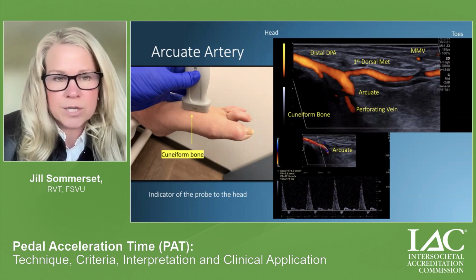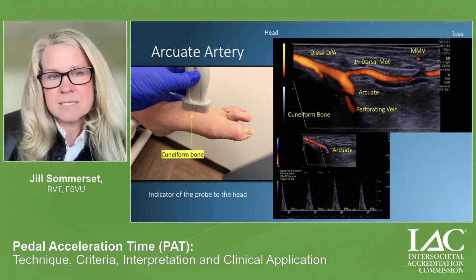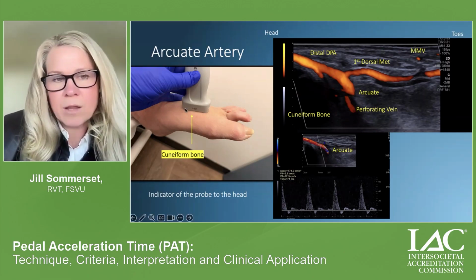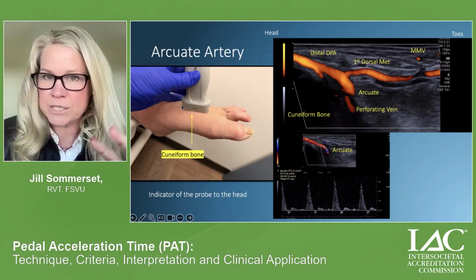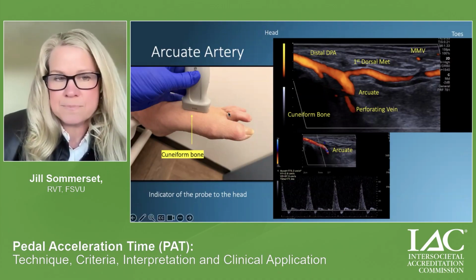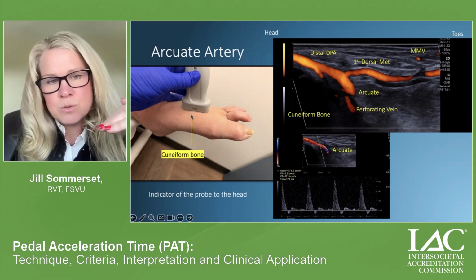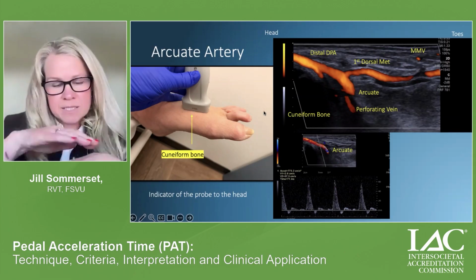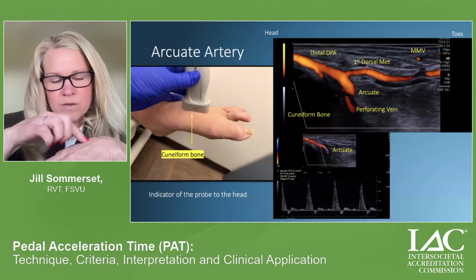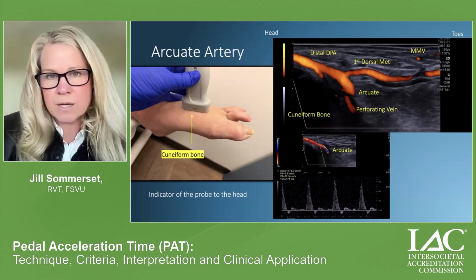So let's talk about the arcuate artery. The dorsalis pedis artery, we all know where that vessel is. If you place the probe in long axis, indicator towards the head, very light probe pressure because these are superficial arteries, your probe is going to be anchored to what's called the cuneiform bone. If you feel it on your own foot, it's the top ridgy bone that you can feel. And if you slide your finger just distal to that is a soft tissue window.